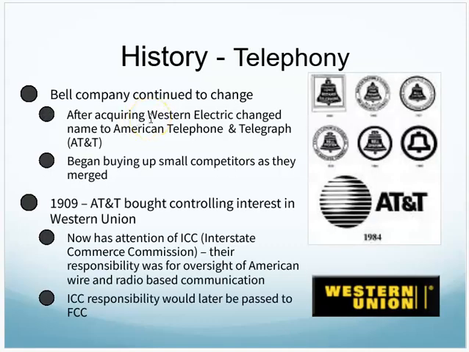Bell Company continued to change, became AT&T. It started buying up smaller competitors. AT&T bought the controlling interest in Western Union, a telegraph company, in 1909. And now that is the ICC, which we would eventually call the FCC. Now it's like, hey, what are you doing over there? What are you doing buying up all these guys?